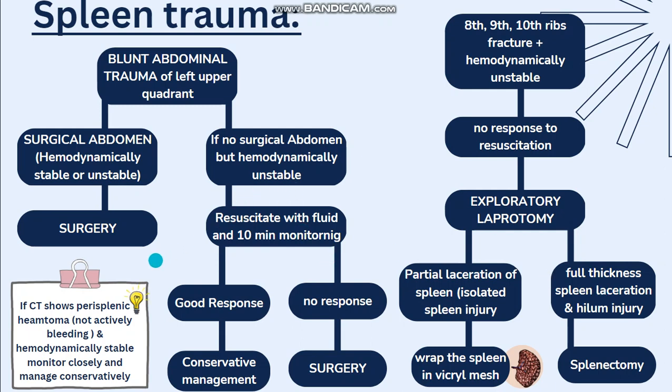Here is an interesting fact. If CT shows perisplenic hematoma and it is not actively bleeding and patient is hemodynamically stable, you should monitor patient closely and manage it conservatively. You don't need to go for surgery. If a patient comes with stab wound and you are confused, either you need to go for surgery or conservative management, then you should explore that wound under local anesthesia to see if the wound is superficial or deep. If it is deep, that means it goes beyond anterior rectus, then you need to go for surgery. Otherwise, you can go with conservative management.